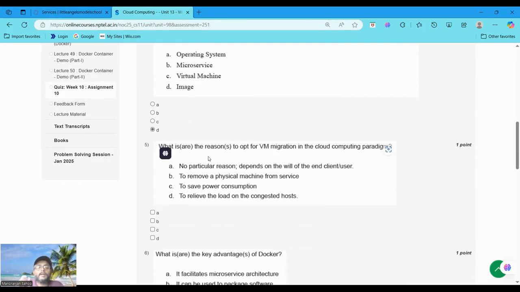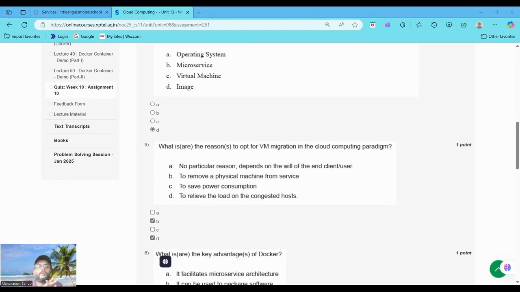What are the reasons to opt for VM migration in the cloud computing paradigm? The most probable reasons are option B, to remove a physical machine from service, and another is to relieve the load on the congested host, option D. So option B and D. Now let's discuss more on it. So we choose option B and D.